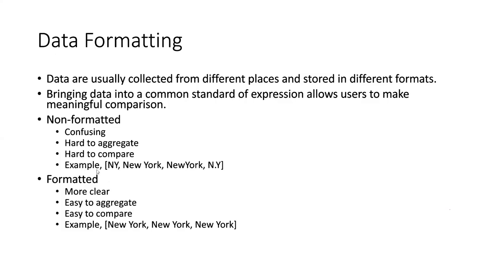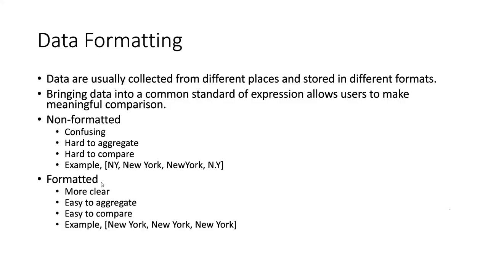Just for an example, city: it is New York, New York with a space, New York with a dot, N.Y. All these things are the same data, which tells about a city, but it is not in a standard format. So if you do integer encoding, this will be 1, this will be 2, this will be 3, and this will be 4. Everyone will have a different encoding.